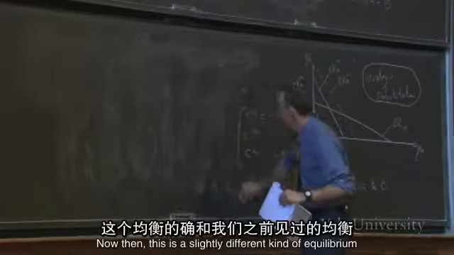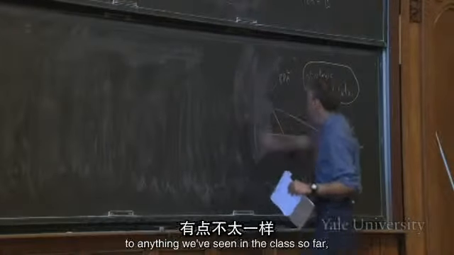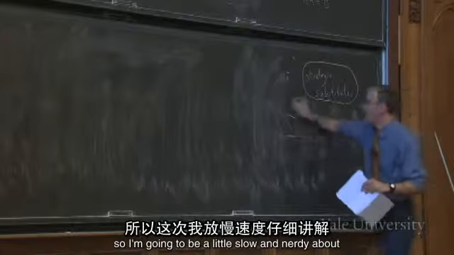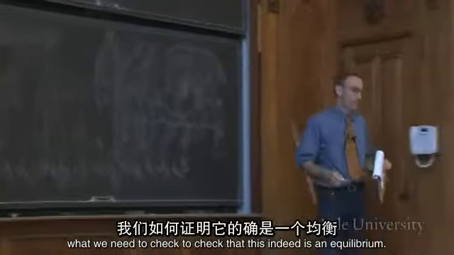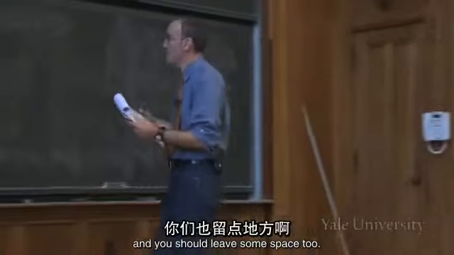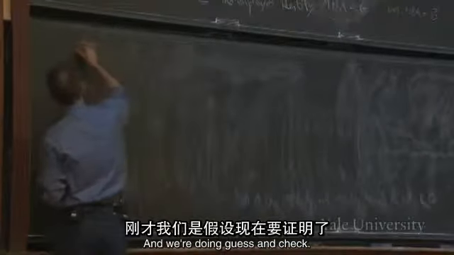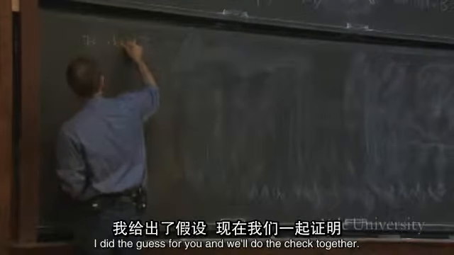All right. Now then, this is a slightly different kind of equilibrium to anything we've seen in the class so far. So I'm going to be a little bit slow and nerdy about what we need to check that this indeed is an equilibrium. All right. So I'm going to leave some space on the board, and you should leave some space too. My claim is this is an equilibrium, and well, we're doing guess and check. I did the guess for you, and we'll do the check together.